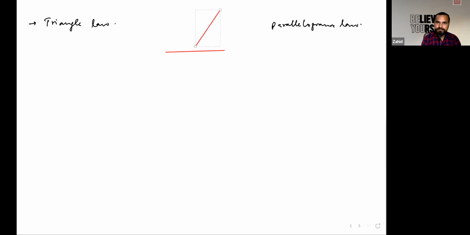Now, the next term is how to define addition of two vectors in the analytical method. We have three different rules. First is called triangle law. Second is called parallelogram. Suppose you have two vectors, first is along this direction, and second is along this direction. Let's say this is A, this is B.